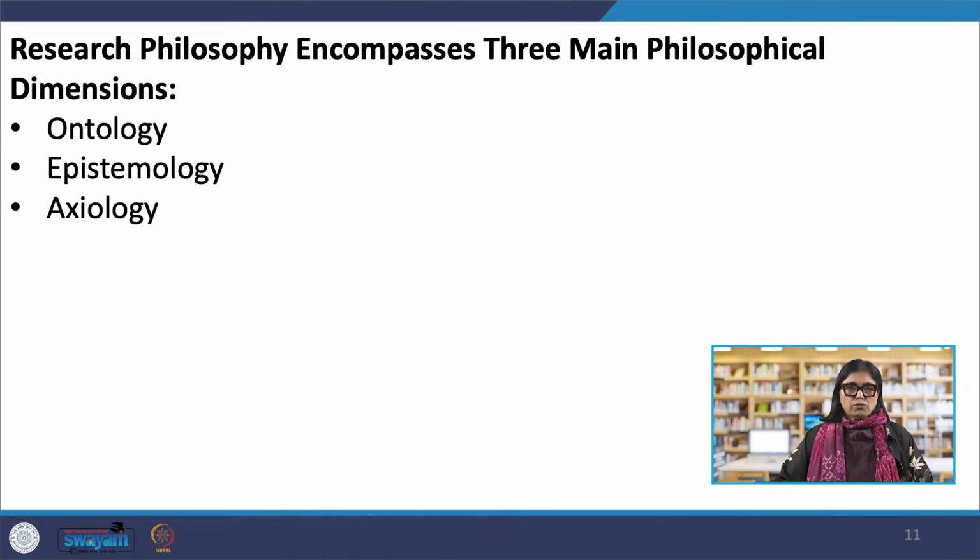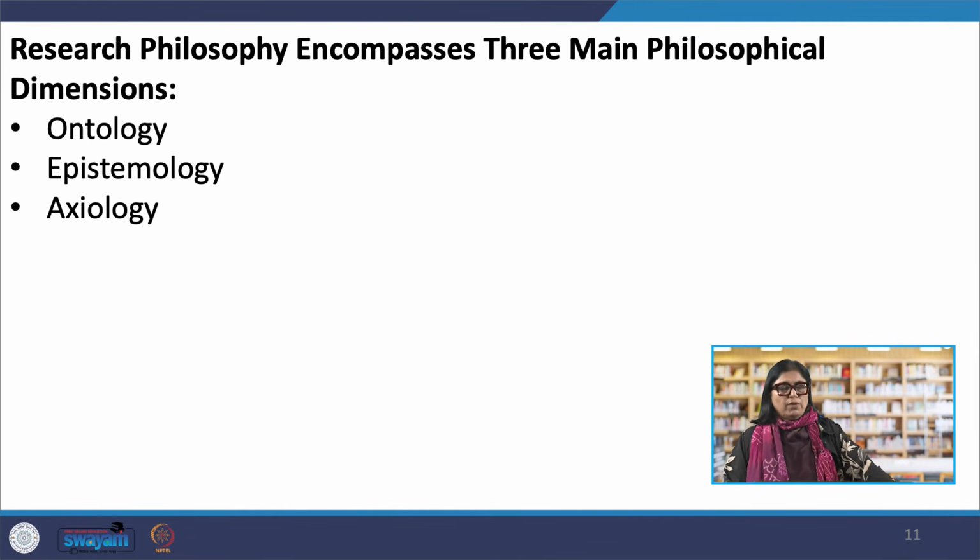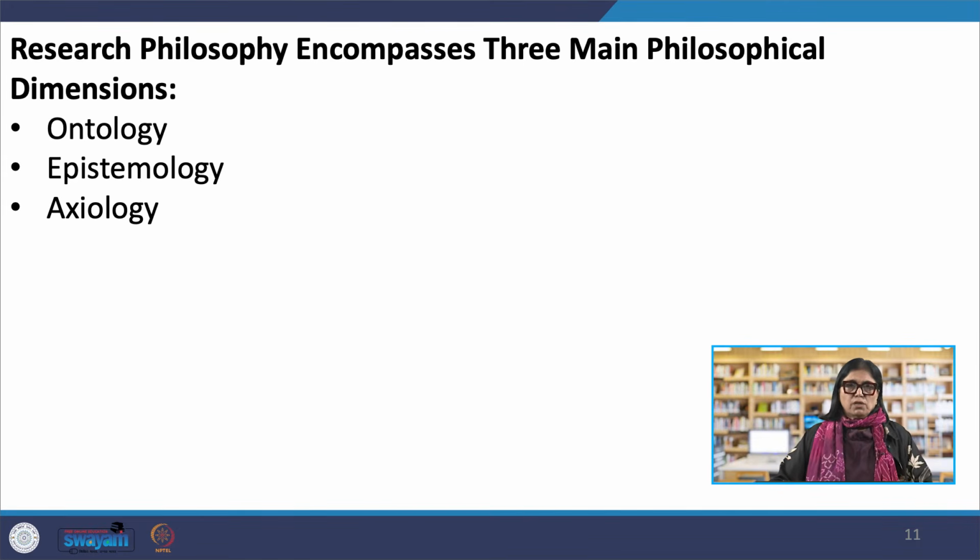It is a critical component of the research paradigm, influencing every aspect of the research process, from formulating research questions to analyzing data and presenting findings. Research philosophy encompasses three main philosophical dimensions: ontology, the nature of reality; epistemology, how we acquire knowledge; and axiology, the role of values in research. These philosophical considerations inform the researcher's methodological choices and shape the overall research approach.